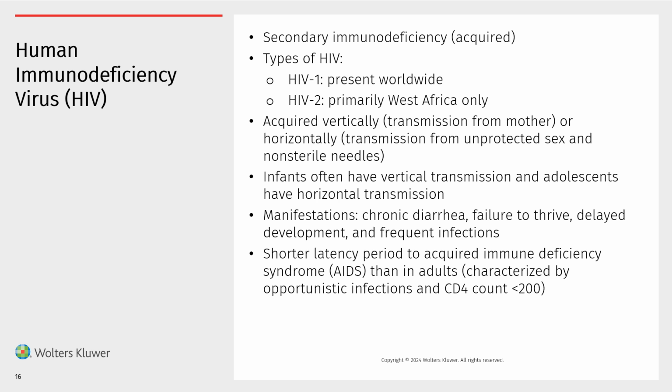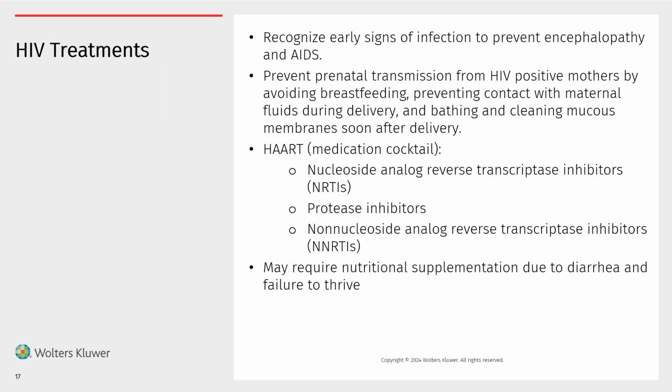What happens? Chronic diarrhea, failure to thrive, delayed development, and frequent infections. And there's a shorter latency period to acquired immune deficiency syndrome than in adults, so you see the symptoms quick. What do we do to treat? We prevent encephalopathy from AIDS.